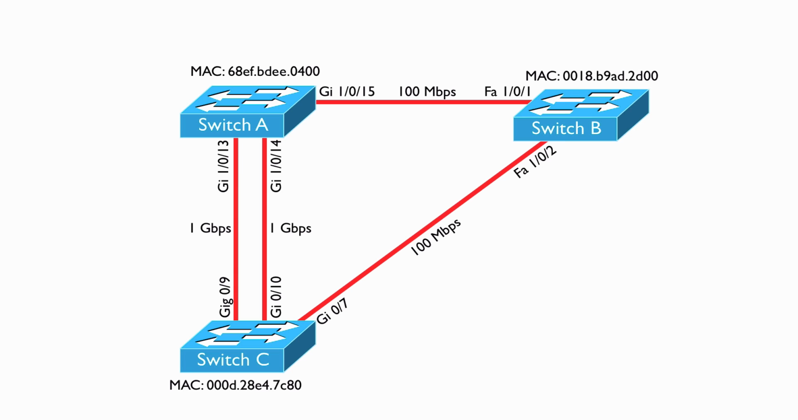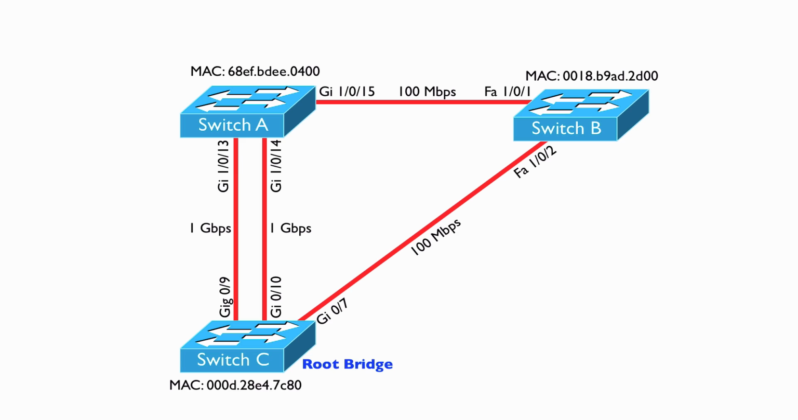Based on this topology, you might want to pause the video and think about this as you look at the MAC addresses. Who do you think is going to be the root bridge? Now, let's think about this. It's the lowest MAC address if the priorities are a tie. Who has the lowest MAC address? It's switch C. Switch C has the lowest MAC address, and if the priorities are equal, that means that switch C is going to be the root bridge.